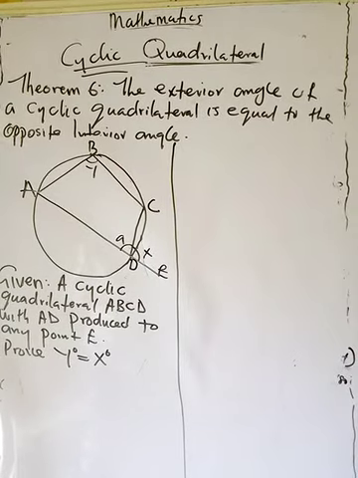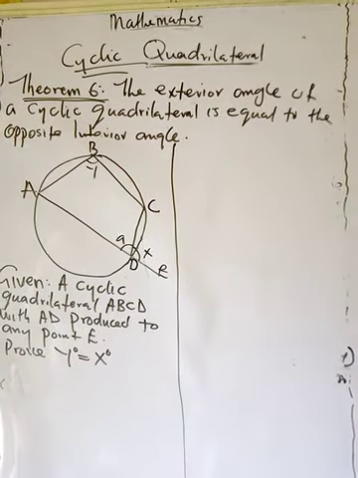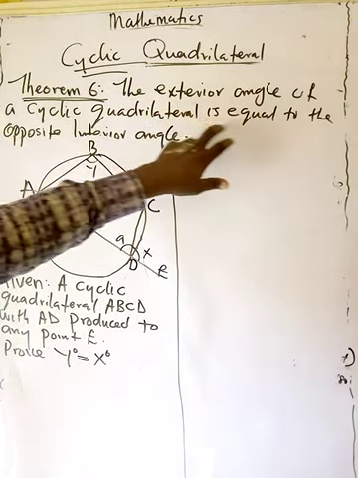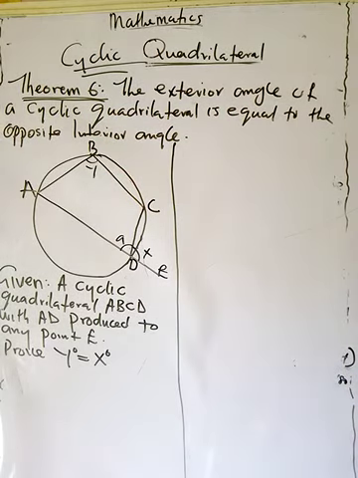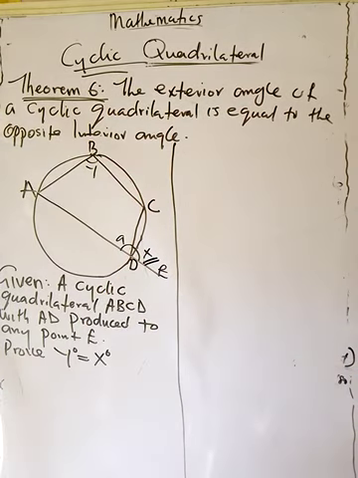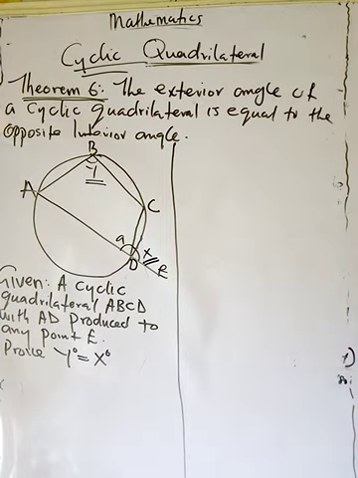So theorem 6. The exterior angle of a cyclic quadrilateral is equal to the opposite interior angle. The exterior angle, which is this, our exterior angle is x, of a cyclic quadrilateral is equal to the opposite interior angle, this opposite interior angle. That means we are asked to prove that y is equal to x.